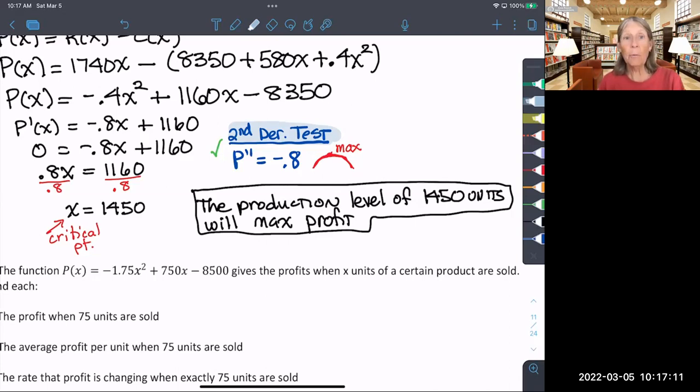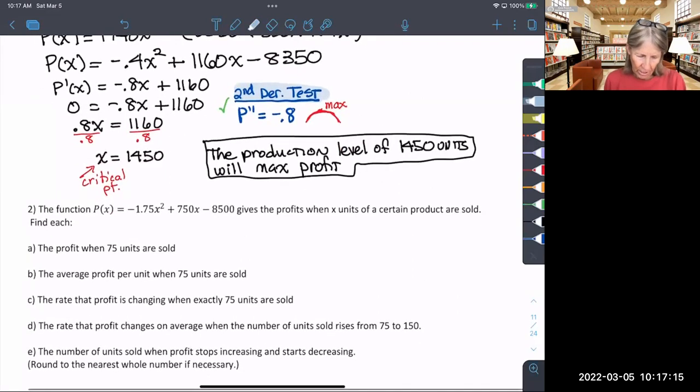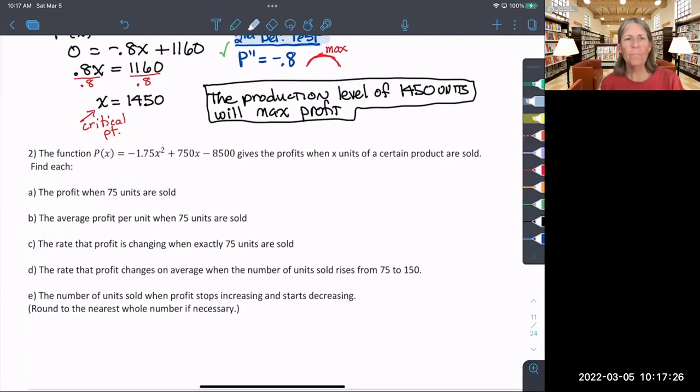Okay, one down, two to go. Let's try our next one here. Number 2 gives us a profit function when x units of a certain product are sold. Find each. Now it's got a lot of things to find here, five of them. So I have a feeling we're going to be doing a lot of different steps here. This is a really kind of complex problem.